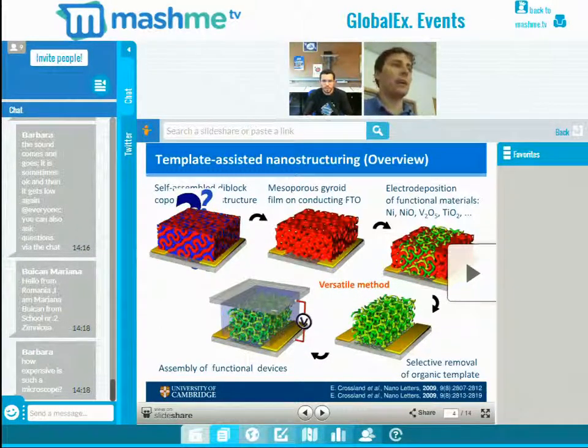In the next slide, you can just see we use nanostructures, and these are typical polymer films, and we use them to nanostructure metals.